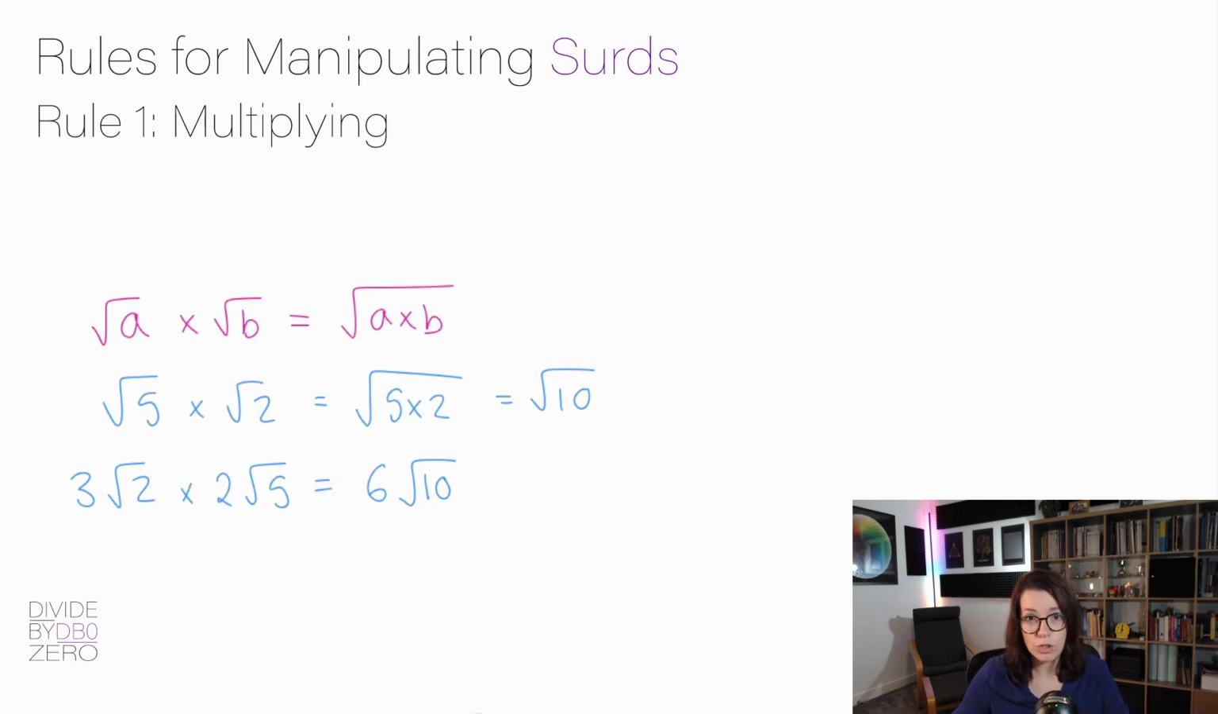Now these rules do work both ways. So we've said that root A times root B is the same as root A times B, but you can also go backwards, and this will become more important a bit later on in the video.